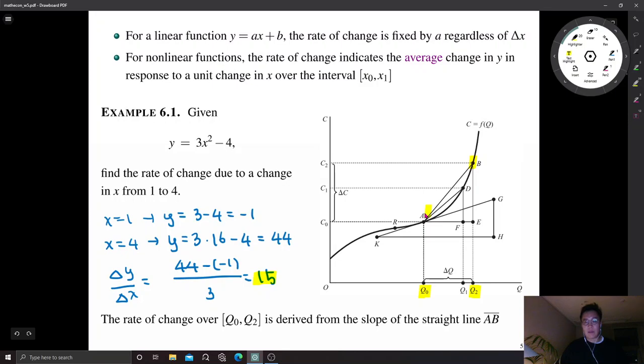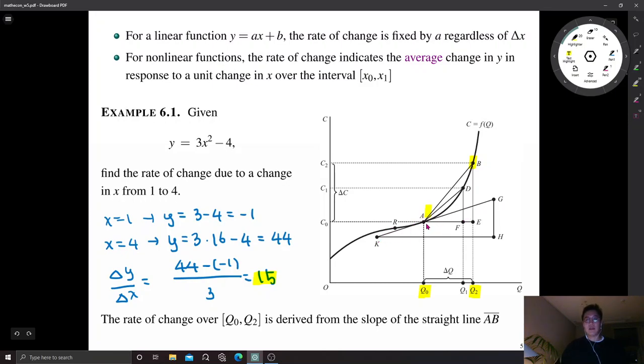So now we take the limit as delta Q goes to 0. That means this point Q2 is approaching Q0. As Q2 approaches Q0, this point B will get closer to point A. Correspondingly, the secant line is going to overlap with this tangent line.